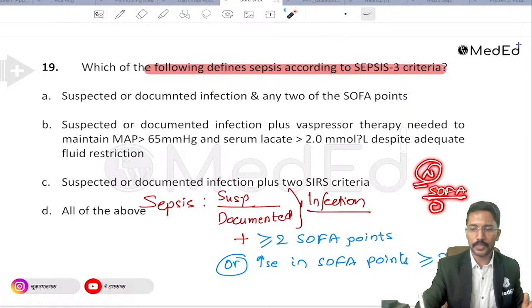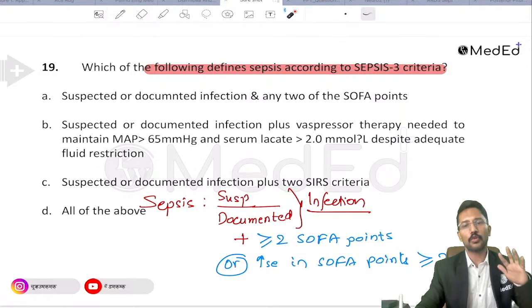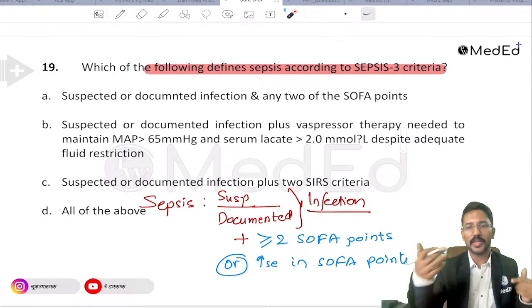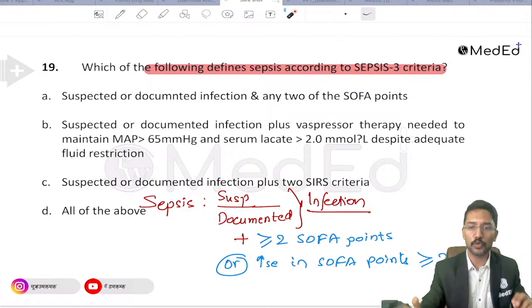So for a normal individual, it is 0. Okay, but you may be having an existing comorbidity. I may be having CKD, so in that case my creatinine and urine output may be altered, and it might give me some SOFA points, right? Or I may be having a liver disease, so it might give me some SOFA points.